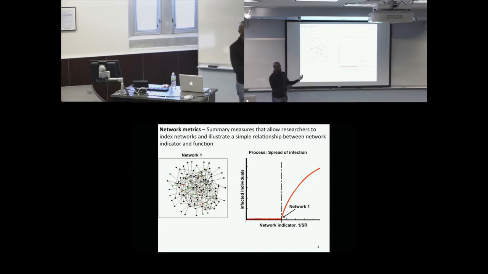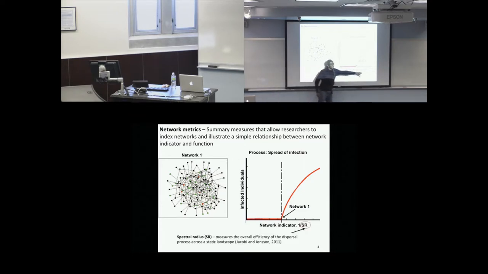With network theory comes the use of network metrics, and one-dimensional summary metrics are a great thing because they allow us to visualize a simple relationship between a network index or network structure and whatever process we're measuring on them. Here's a simple example from epidemiology. The nodes represent different individuals: green nodes are susceptible individuals, red nodes are infected individuals, and black nodes are recovered individuals. One method for representing this network is the spectral radius, and I'll get in depth about how we actually compute that. It's all linear algebra, matrix algebra. It's not a big deal.